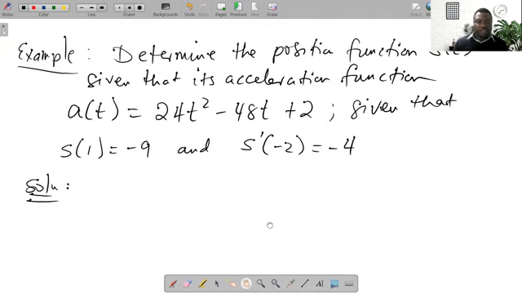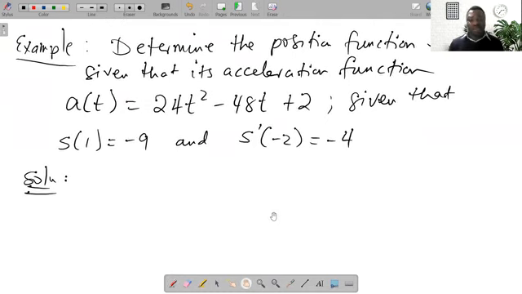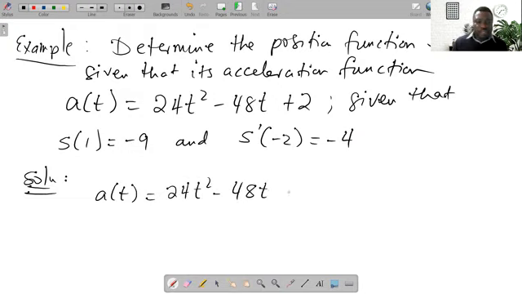Remember, this is under rectilinear motion. So we are given the acceleration a of t is 24t squared minus 48t plus 2. Remember that the antiderivative of the acceleration will give you velocity, and then the antiderivative of the velocity will give you what? The position. So we got to do two integrals here.